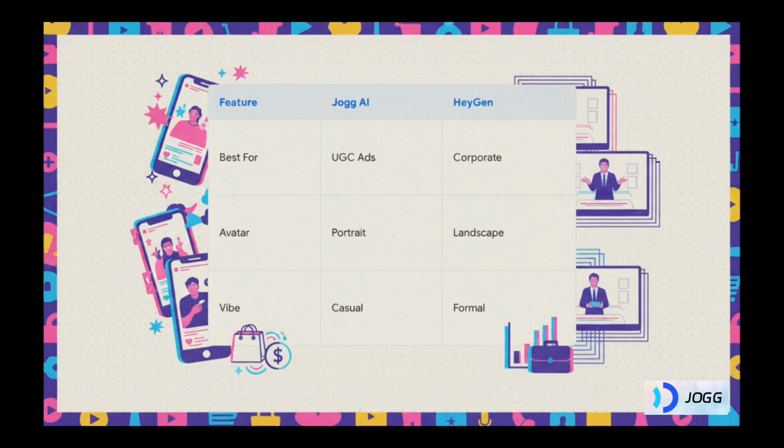This right here is exactly why e-commerce marketers are flocking to Jogg. They don't want an avatar that looks like it's presenting a quarterly earnings report to a board of directors. They want an avatar that looks like a real, everyday person reviewing a product on their phone.